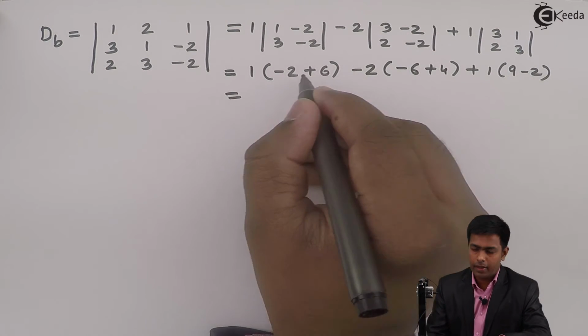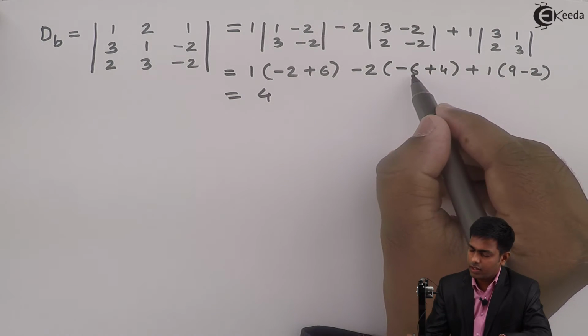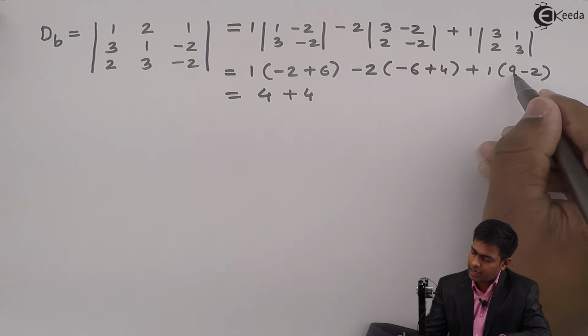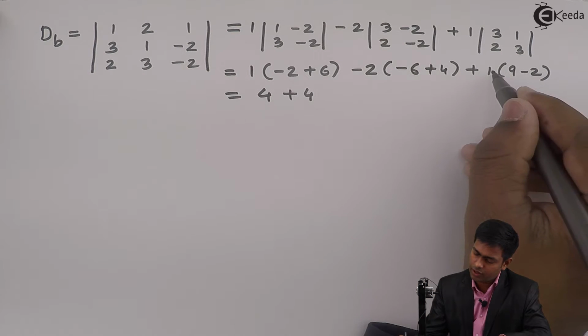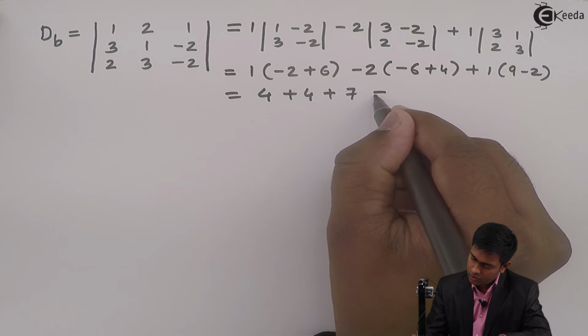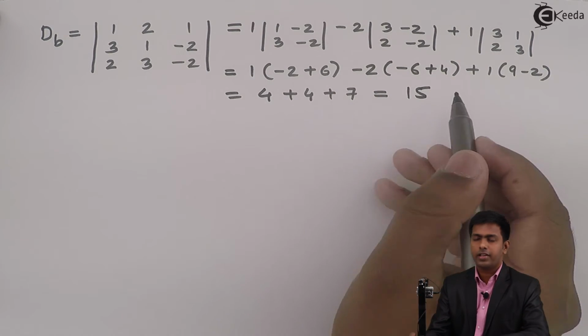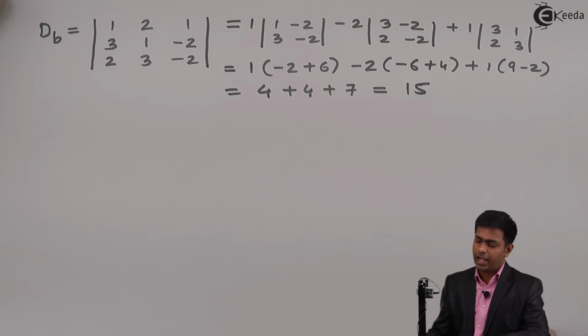So we'll get 4 into 1, that is 4. This will be minus 2 into minus 2, that is plus 4, and 9 minus 2 that is 7. So 7 into 1 is 7. So this will give us 15. 8 plus 7 that is 15. So we got the value of dB as 15.